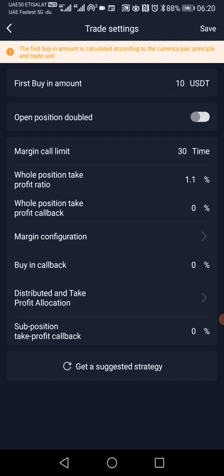Sub position take profit callback is similar to whole position take profit callback. The difference is that the sub position take profit callback is applicable from the 5th position down to the last margin call drop that you set. In my case now, it means from the 5th position to the 30th position, which I put here. So sub position take profit callback means when the price rises to the ratio that I put in the distributed take profit allocation.